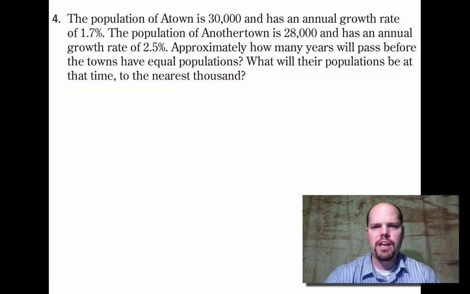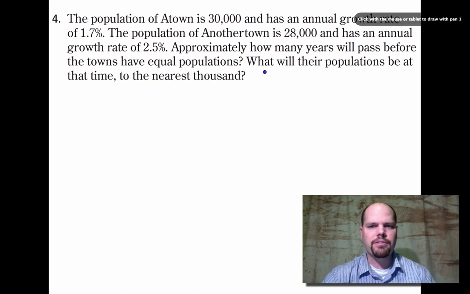The population of a town is 30 grand and has an annual growth rate of 1.7%. The population of another town is 28,000 and has an annual growth rate of 2.5%. Approximately how many years will pass before the towns have equal populations, and what will their populations be at that time to the nearest 1,000? So we have an estimate.